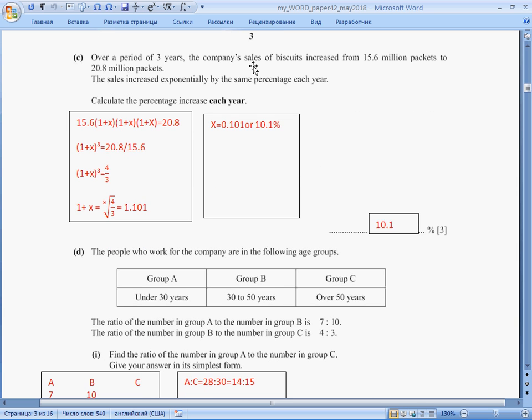Over a period of 3 years, the company's sale of biscuit increased from so much to so much. The sales increased exponentially. This word is misleading, by the same percentage each year. That's important. Calculate the percent increase each year. So at the beginning we have 15.6. After 1 year we have 1 plus x more, then we have this value multiplied by 1 plus x, and then we have this value multiplied by 1 plus x, so we'll have 1 plus x cubed. Then we make cube root of both sides and we find x equals 0.101 or 10.1%.